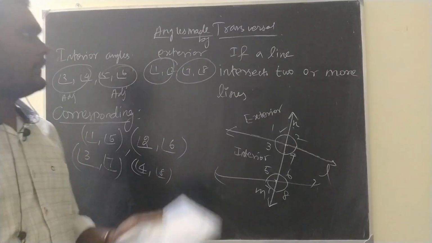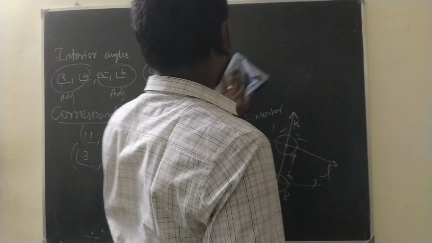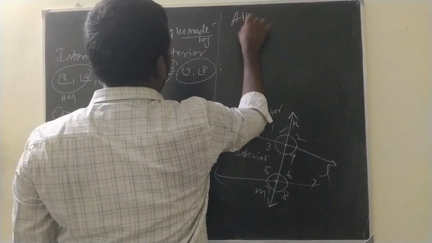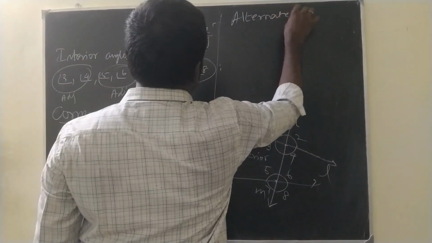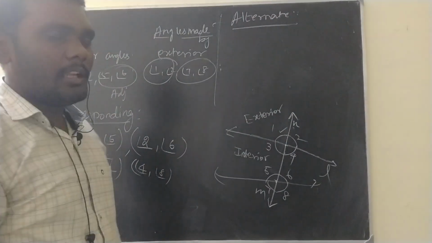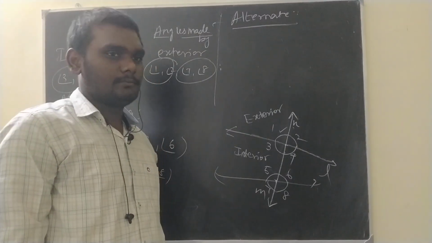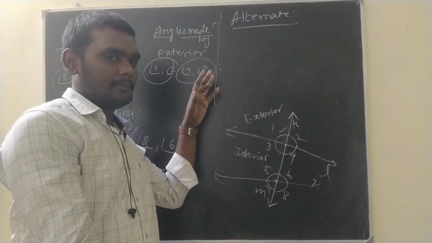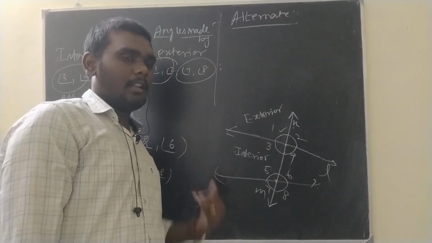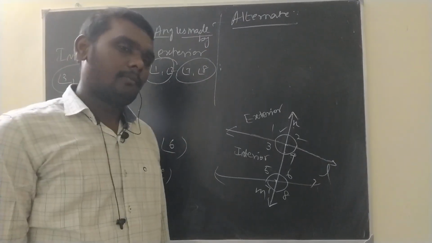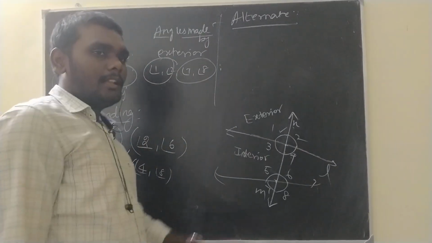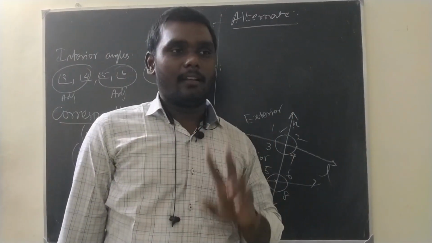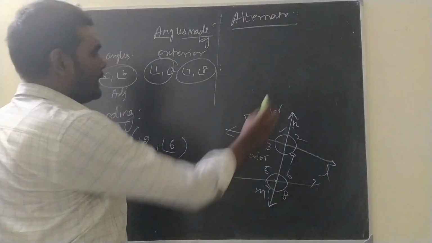And alternate angles. Alternate also has 2 cases. When you say 2 angles are alternate to each other, top left to bottom right, bottom right to top left. Likewise, there are 2 categories: interior alternates and exterior alternates. We go one by one.